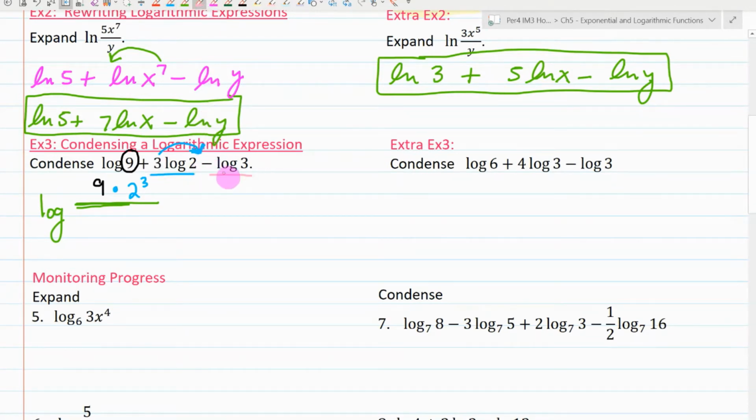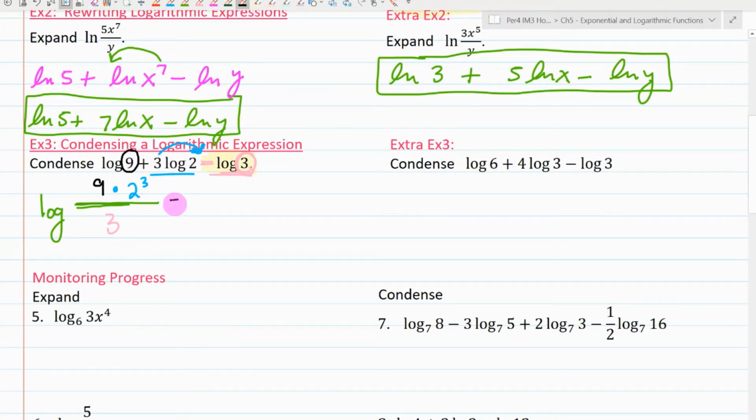Minus log of 3 means that this number goes in the denominator because there's a minus sign. Okay, so anything that's preceded by a negative sign will go in the denominator. Anything that's preceded by a plus sign will go in the numerator.